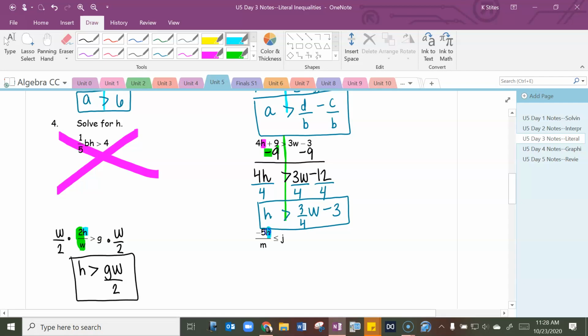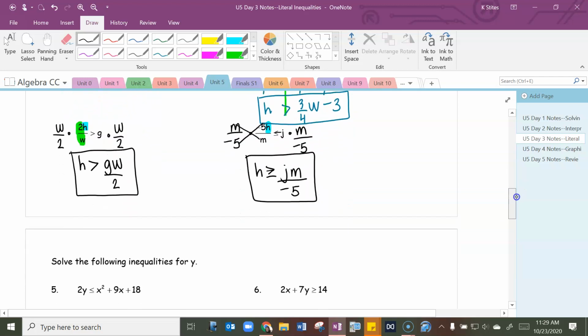All right, here's my h. So for this one, you can actually do the exact same thing. We can multiply by the reciprocal, which is m over -5. But what you should notice is that we are multiplying by a negative here. So what is going to have to happen? We are going to flip our symbol. So make sure it was pointed left. It should now be pointing right. And this will just be jm over -5. Or you could bring that negative up if you would like.